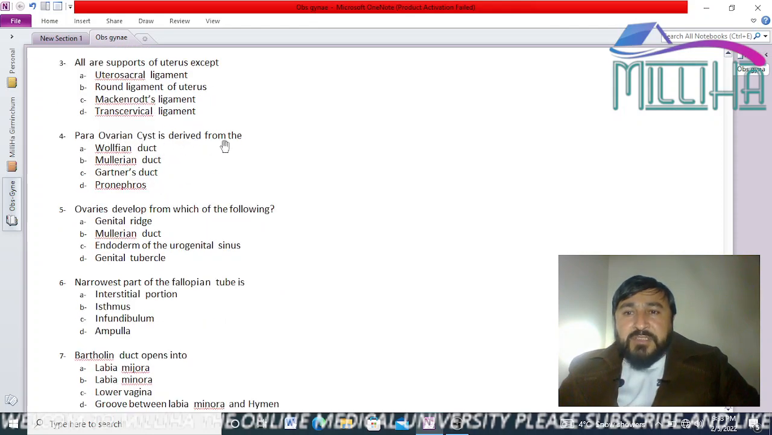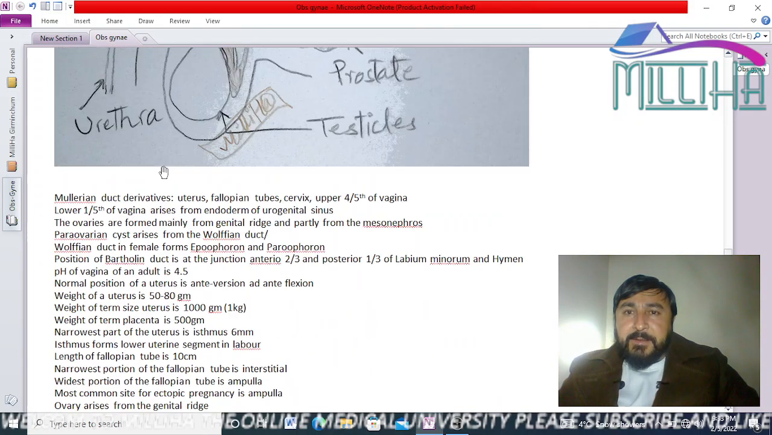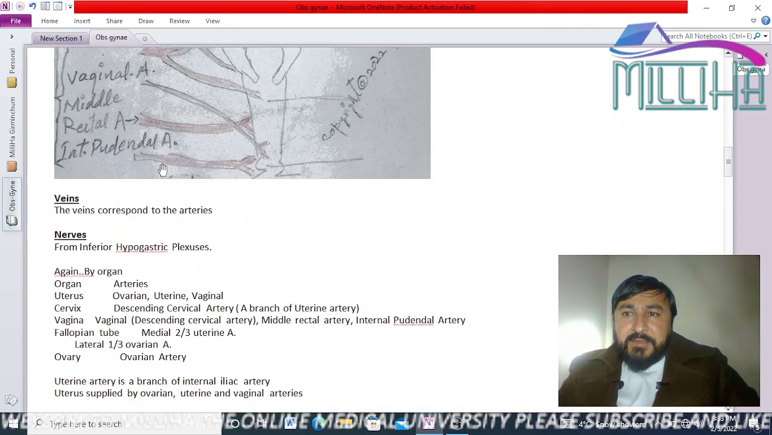Paraovarian cyst is derived from the Wolffian duct. This is from the remnant of the male duct. In females, it forms a cyst. Okay, ovaries develop from which of the following? Ovary is developed from, you can say, endoderm of the urogenital sinus. We had already discussed this, but in this case, you can say Mullerian duct will be the answer, but the better answer is the one we had discussed.